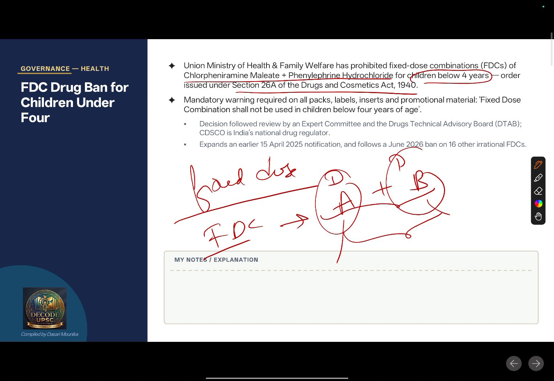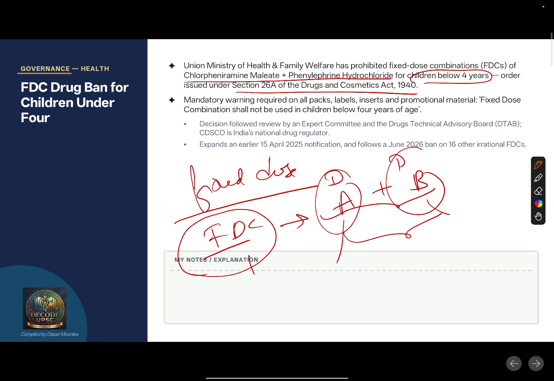But here is the important point. Every combination is not automatically rational or appropriate for every age group. Sometimes these two drugs interact with each other and form another new product, which can be most dangerous for humans in the longer run. That is why drug regulation becomes very important. The warning must clearly mention that this particular FDC, fixed dose combination, should not be used below 4 years of age.